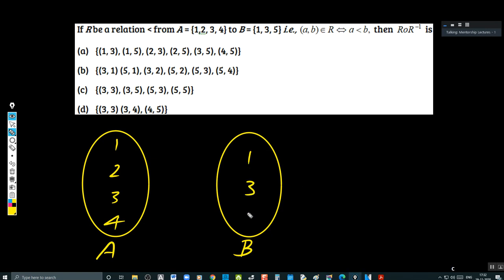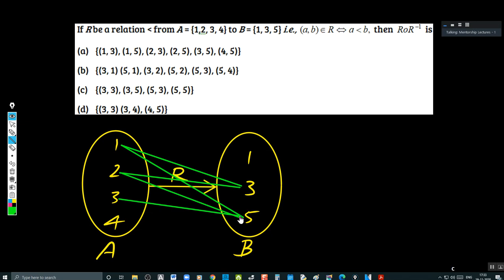What is B given? 1, 3, 5. What is R defined? Come on, tell me please. This is R. What he said is less than, A less than B, he is saying. Correct or not? That is 1 to 3 is one relation. 1 to 5 is another relation. 2 to 3 one relation, and 2 to 5 another relation. 3 to 5 one more relation. 4 to 5 one more relation. This is defined as R, please.